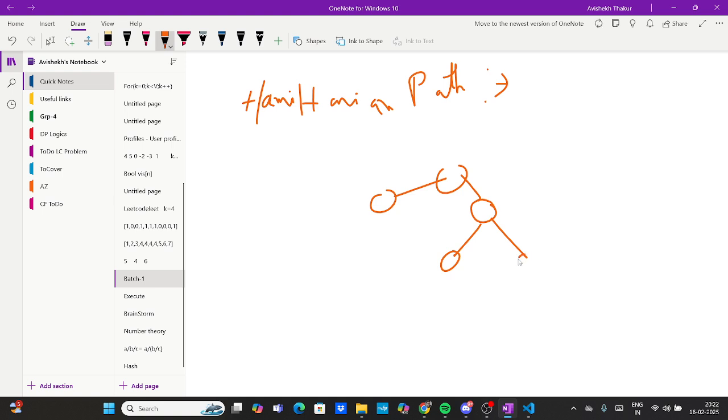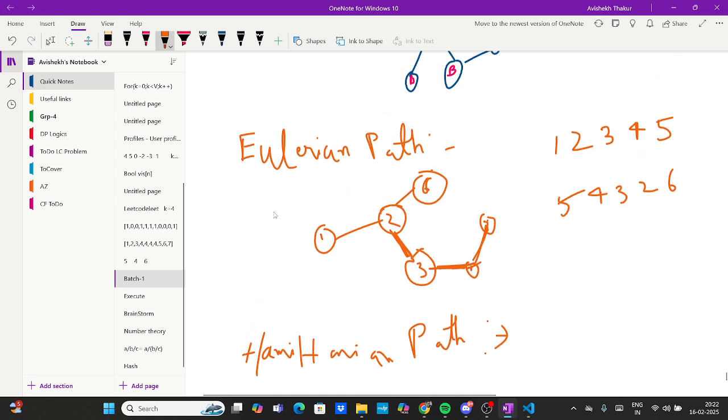But what about this? In this case, you have to go here, go here, and then you need to come back, so you are visiting this node two times, right? So this is not a Hamiltonian path. A Hamiltonian path is a path where you visit all the nodes of a graph such that each node is visited exactly once. Just the opposite of the Eulerian path.